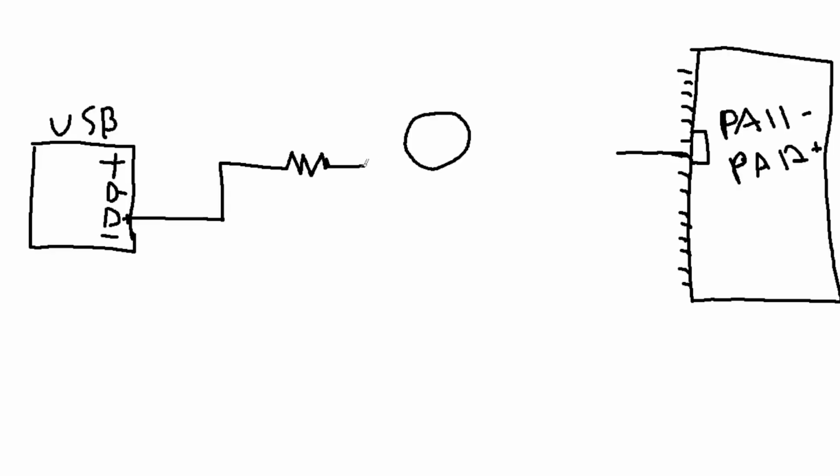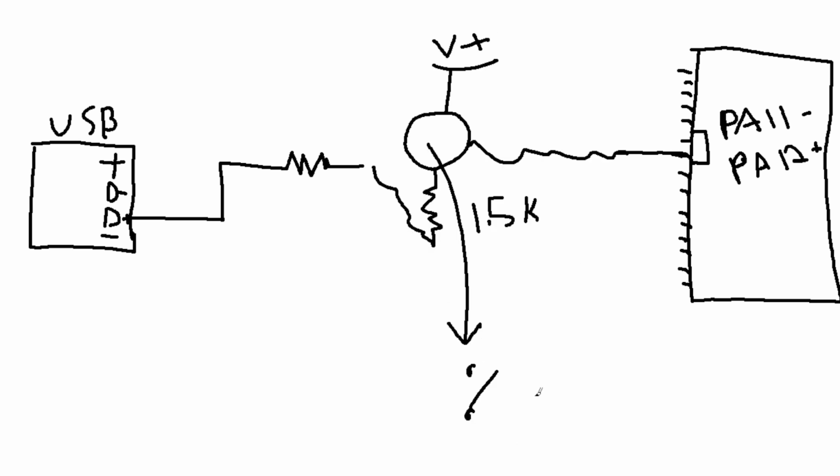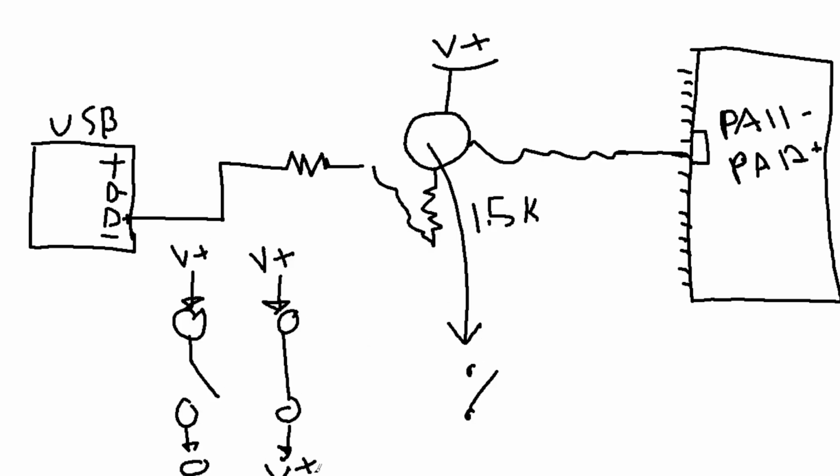So let me sketch out what I think I'm seeing here: some kind of active device, like a MOSFET or a switching transistor, a JFET, something like that, that's switching in and out a 1.5K resistor in various states. Sometimes it's on and pulling up, and sometimes it's not.